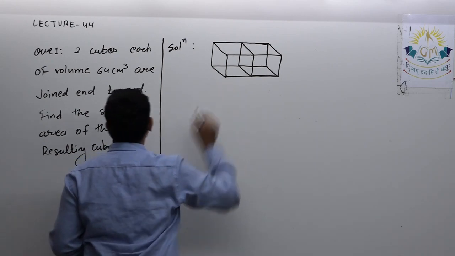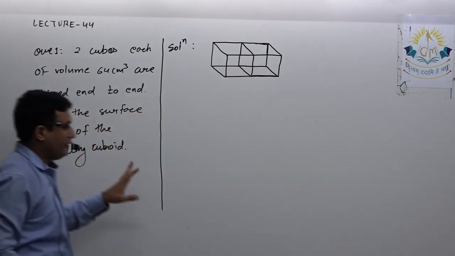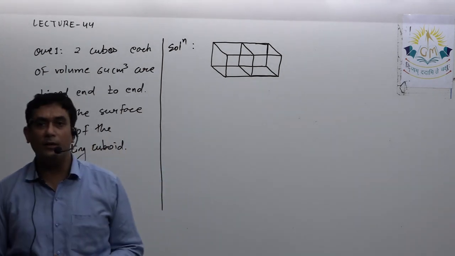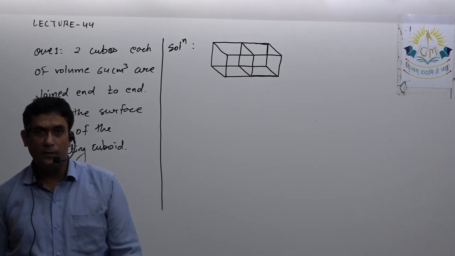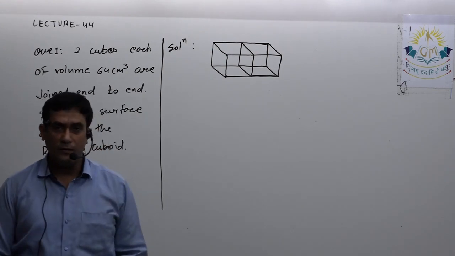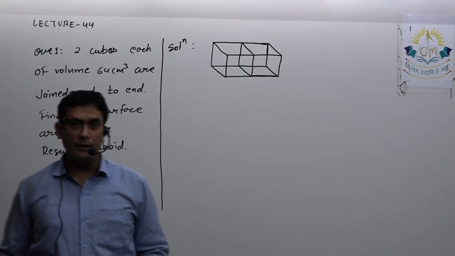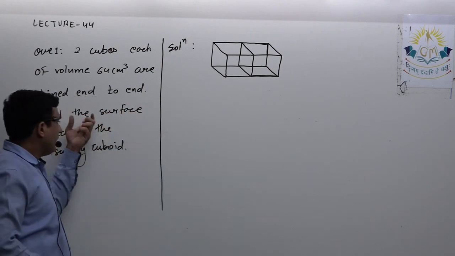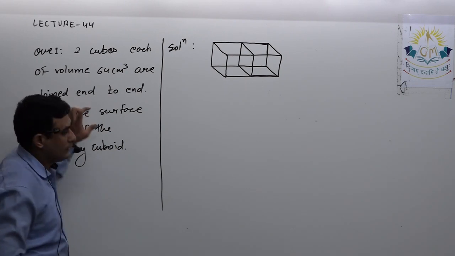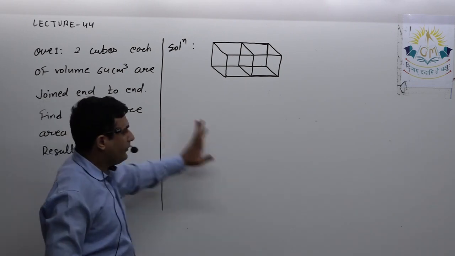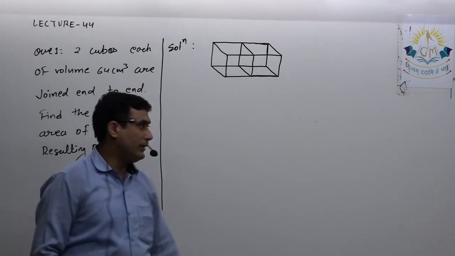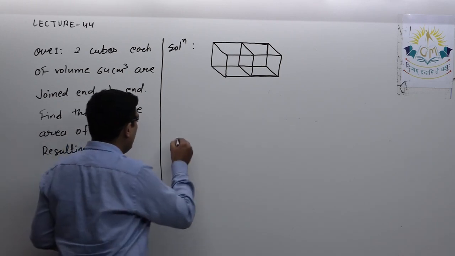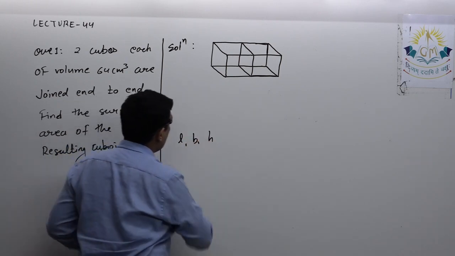Now what we have to find is its surface area. Here one thing you have to note: it is not written whether it's the total surface area or the curved surface area. Whenever they ask for surface area, by default you have to consider it as total surface area. If they want to ask you curved surface area, definitely they will use those words. Only surface area means total surface area. Now, to get the total surface area of a cuboid, what do we need? Its length, its breadth, and its height.